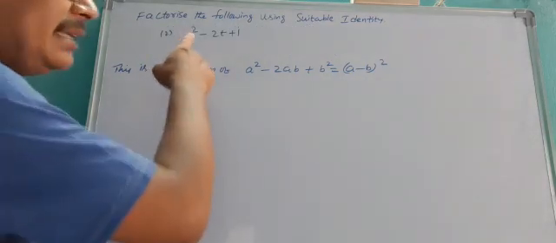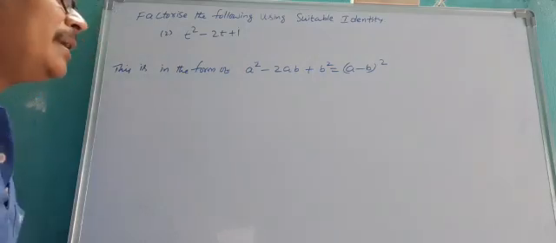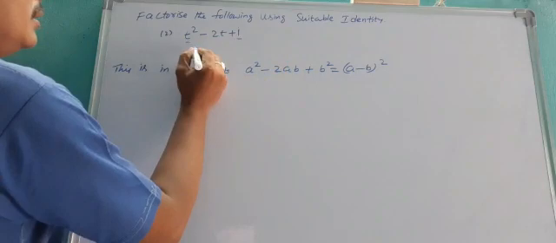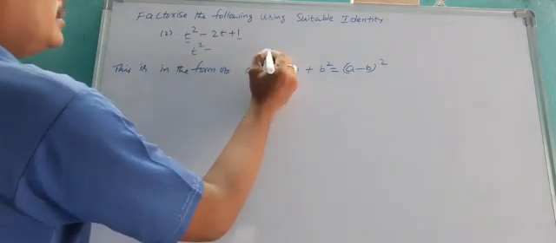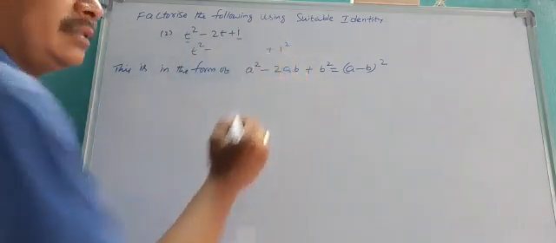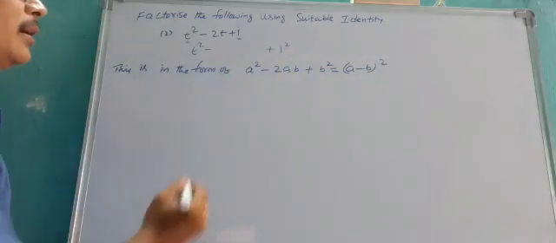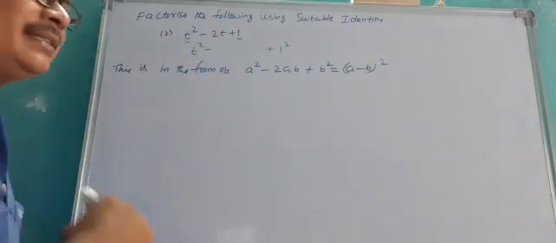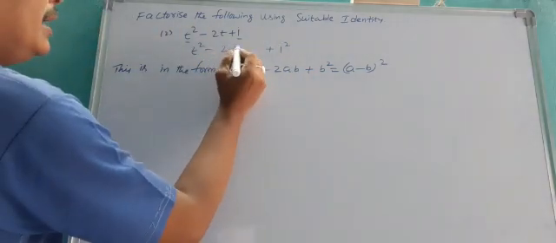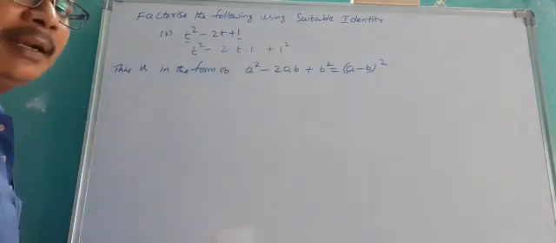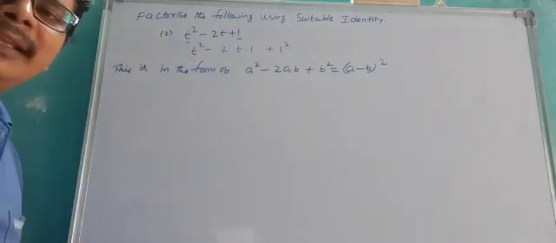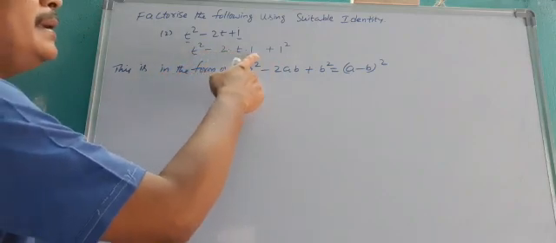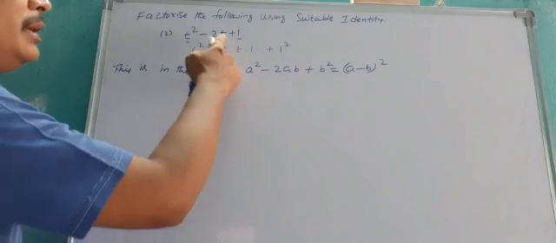Next one, t square minus 2t plus 1. Okay, so taking the extremes, t square, and 1 can also be expressed as 1 square. 1 square also means 1. Okay, you got perfect squares at both extremes. You can write a means t, b means 1. 2ab, 2 into t into 1. So a square minus 2ab plus b square. Okay, 2 into t, 2t.